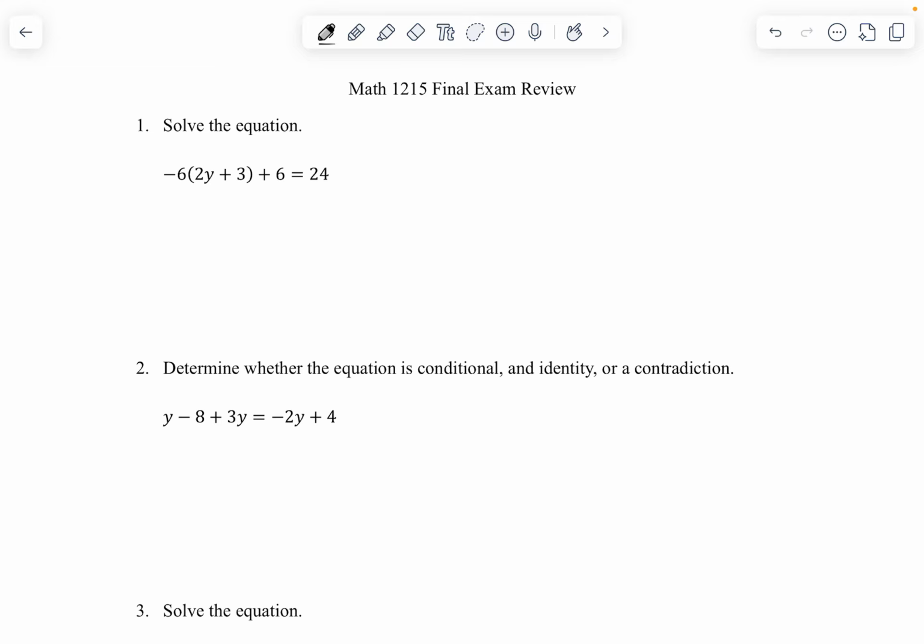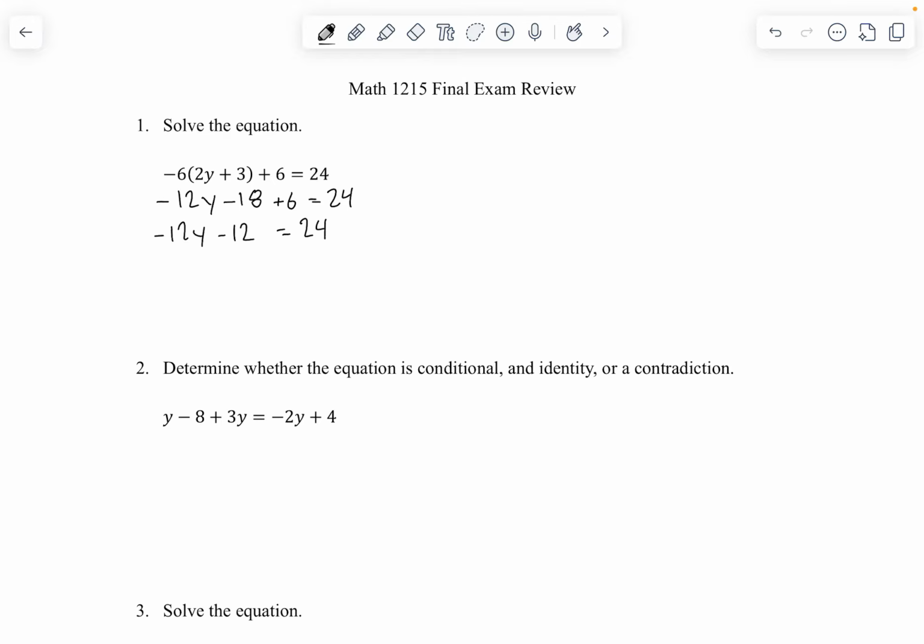So what we need to do is some algebraic steps to isolate the y variable on one side and everything else on the other side. The first step here would be to distribute that negative 6. So that will give me negative 12y minus 18 plus 6 equals 24. I'll combine the negative 18 and the 6. Negative 12y minus 12 equals 24.